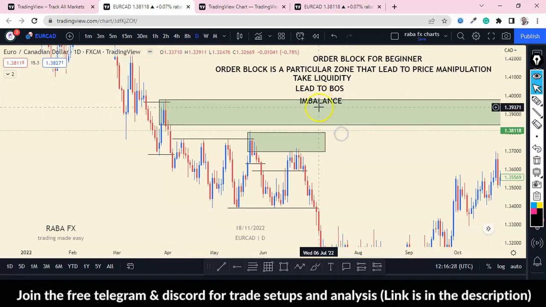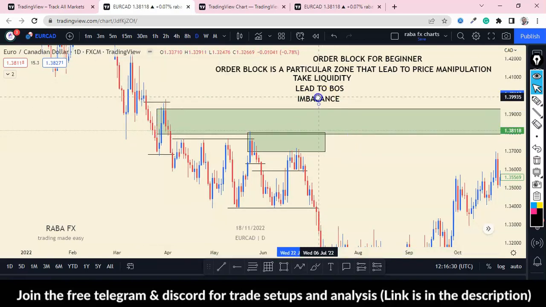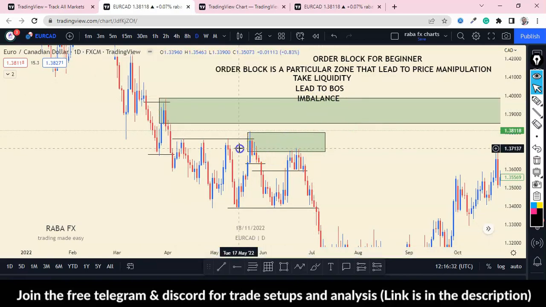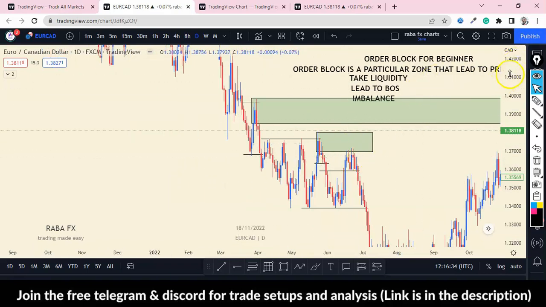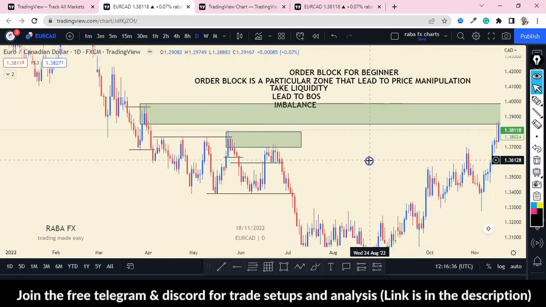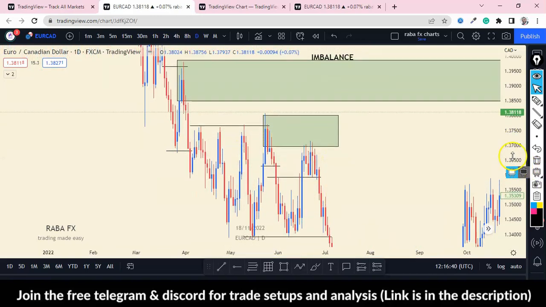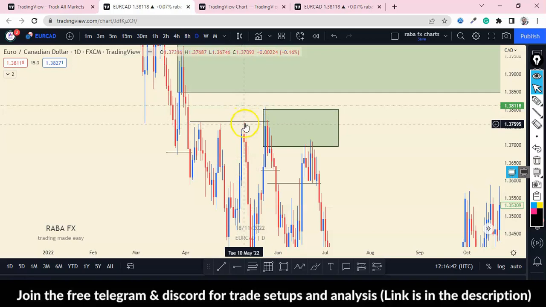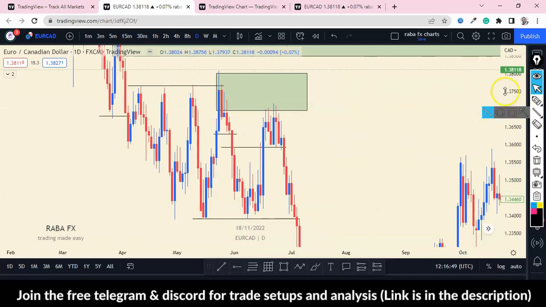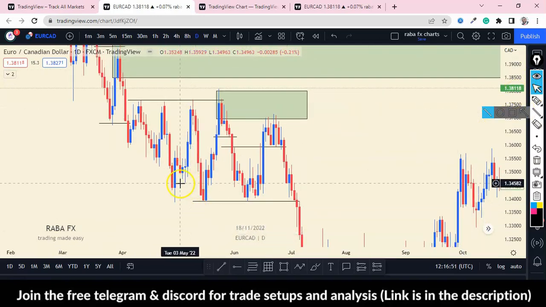There are other things you need to look at before you look at the order block. For example, you look at where price is trading. Is it trading at discount or at premium? For example, in this case here, we have this particular order block taking liquidity. It took out liquidity, broke structure, here.